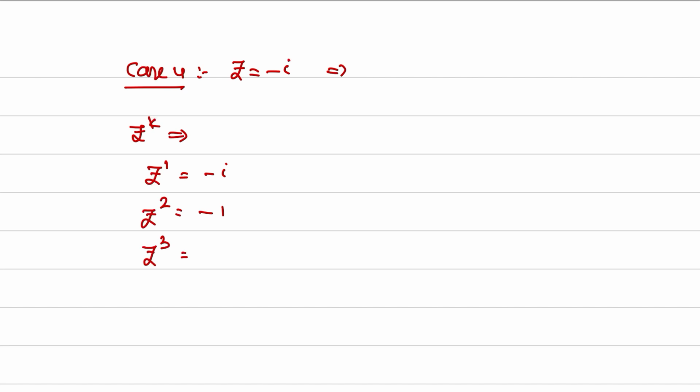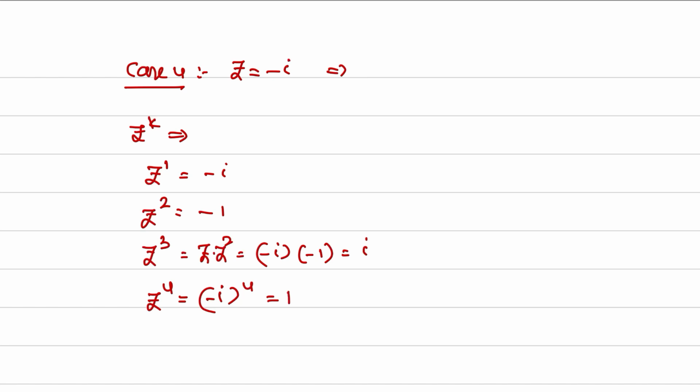Now z cube. What is the value of z cube? This is i. Why is it i? The reason being z into z square is z cube. z is minus i and z square is minus 1. That is equal to plus i. And z to the power of 4 is minus i to the power of 4, which is equal to 1.